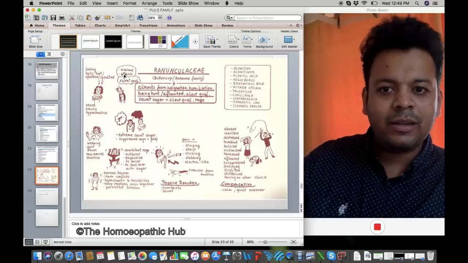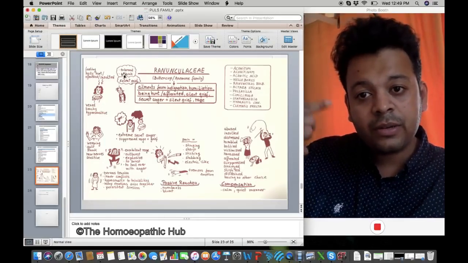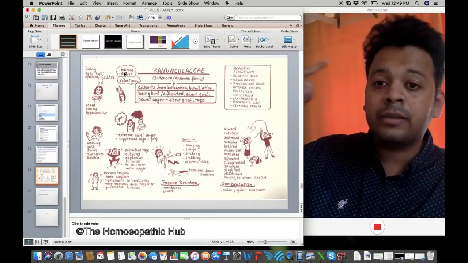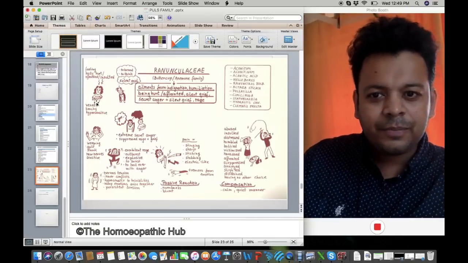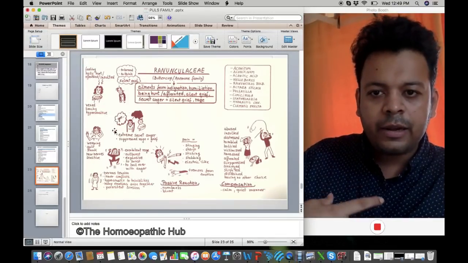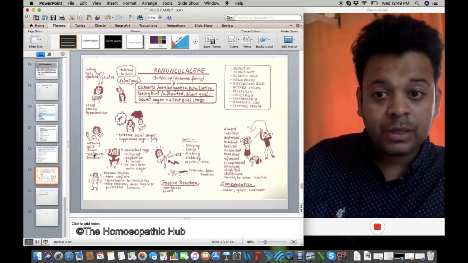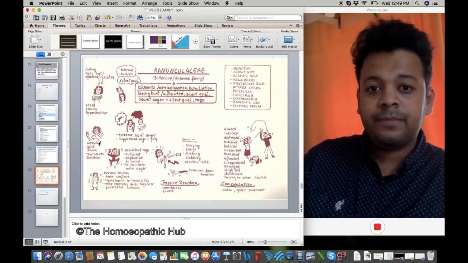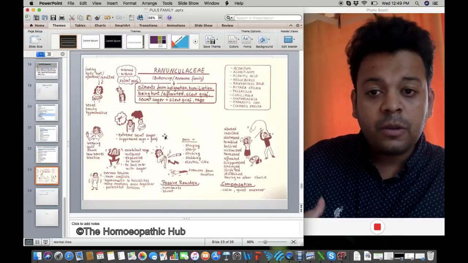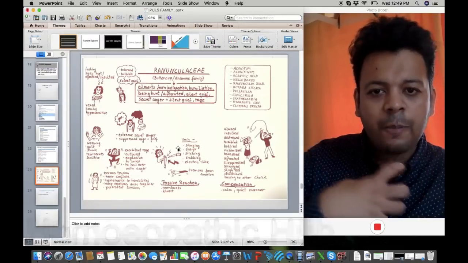Suppose you tell them something, they'll remember it after 15 years also. "Mujhe aisa bola tha", they told me like this. Very touchy, and they keep a secret anger within. And then after that, if they do something, they'll feel guilty. Even the pain that they describe will be sharp, poking, stabbing.